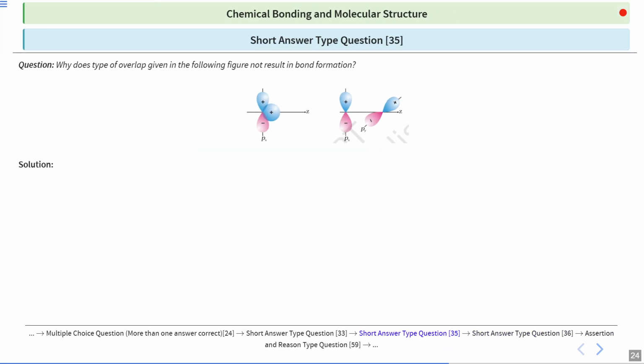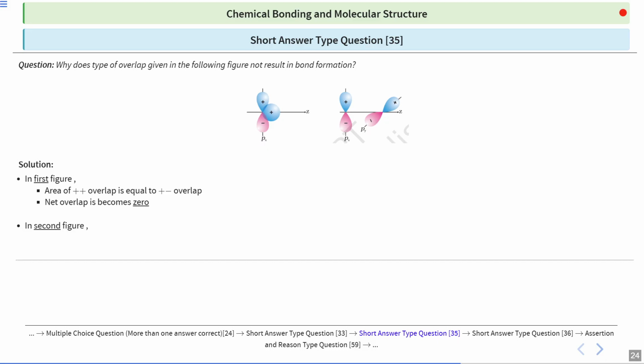If you look at the first figure, the plus phase of the s orbital is overlapping with the plus phase of px. But if you look at the downside, there is a negative phase of the px, which is again overlapping with the plus phase. Now this opposite phase overlap will result in what? This will result in net overlap becoming 0. There is an increase in electron density due to plus-plus and a decrease in electron density due to plus-minus, which results in zero overlap.